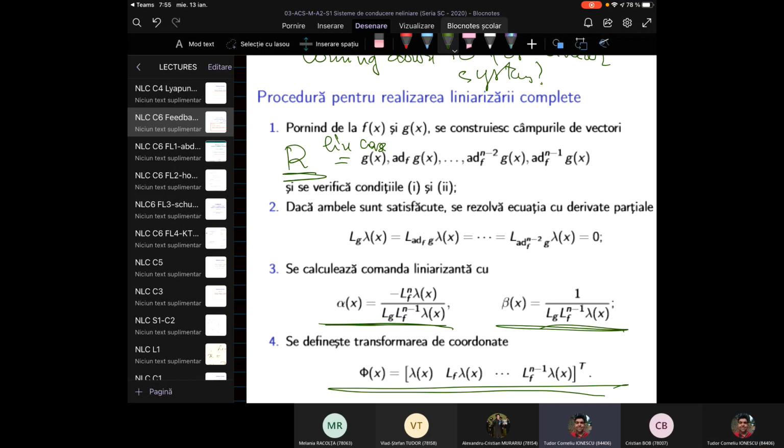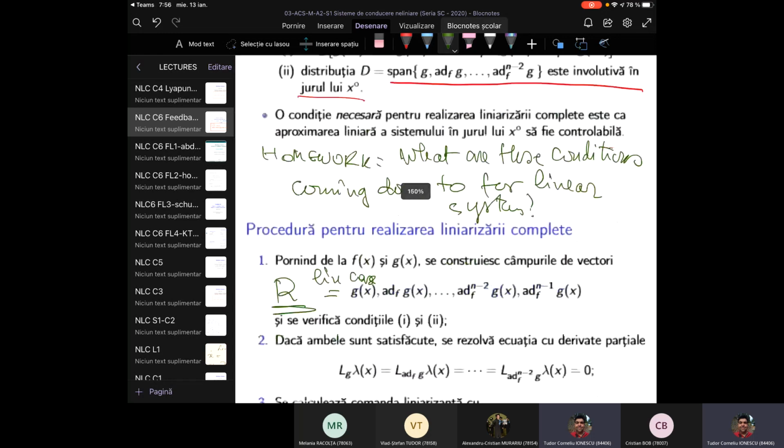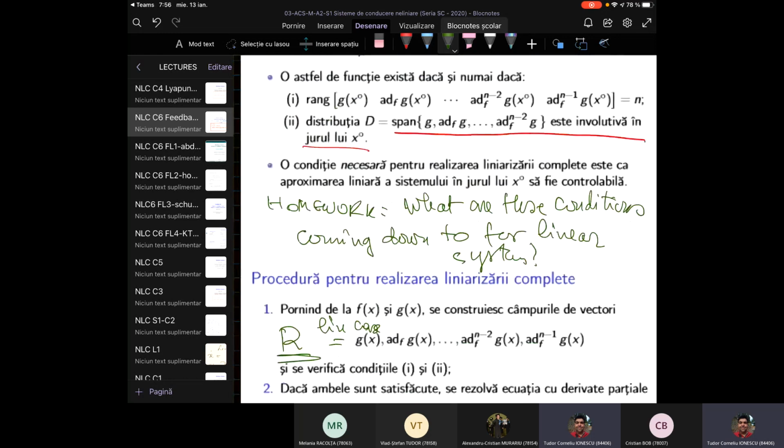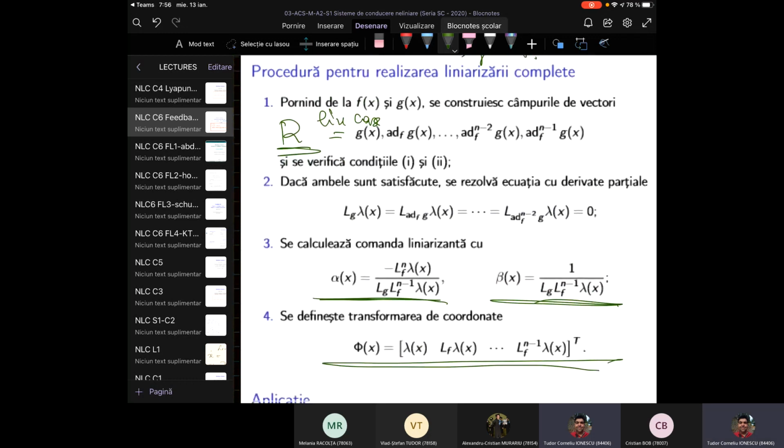Oh, sorry, I was disconnected for a couple of minutes. What did you talk about in the last minute? I was showing the procedure to do full feedback linearization. Okay. This one on this slide. And I was telling you to do a homework and apply these things to a linear system, and tell me what these conditions come down to for a linear system, okay? And then I was asking you if you have any questions.